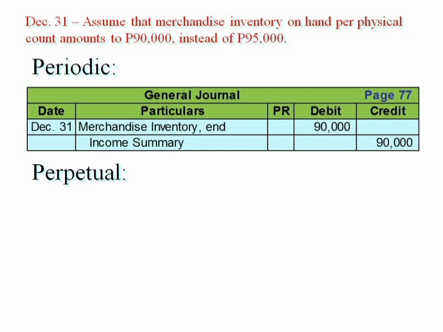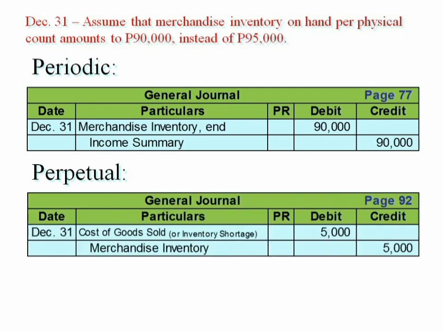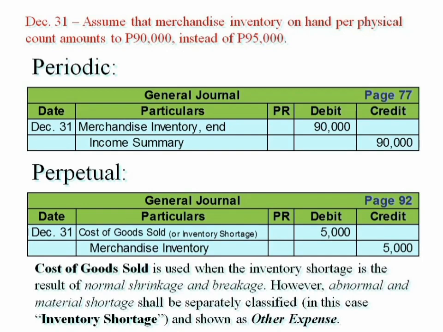Under the perpetual system, since the record shows 95,000 pesos worth of merchandise inventory on December 31, but per physical count, the amount is 90,000 pesos, then the missing inventory of 5,000 must be credited to merchandise inventory account and debited to cost of goods sold when the inventory shortage is the result of normal shrinkage or breakage.